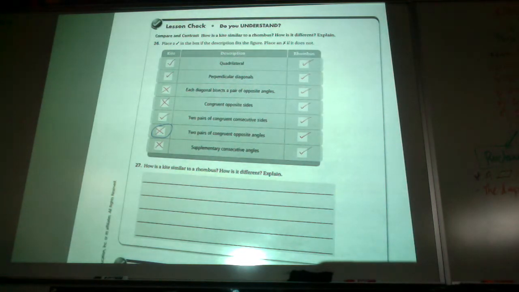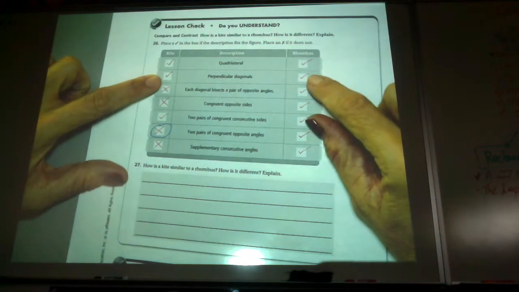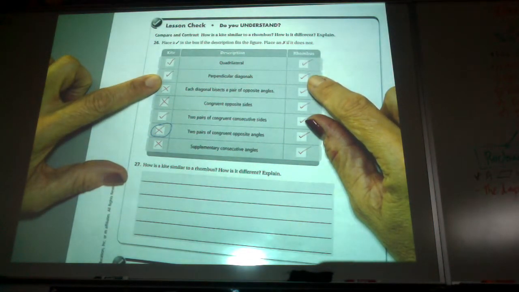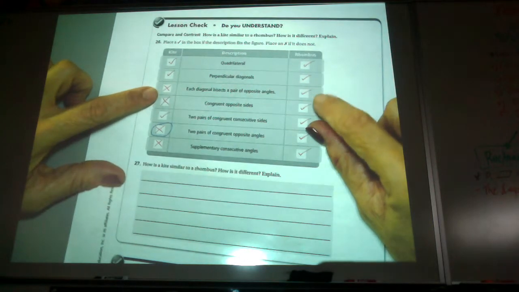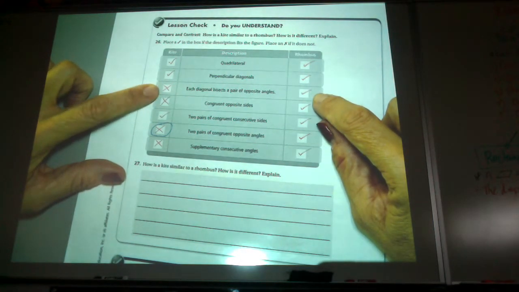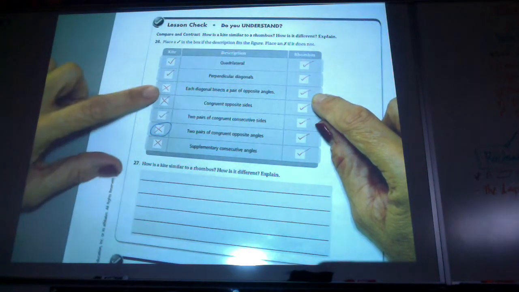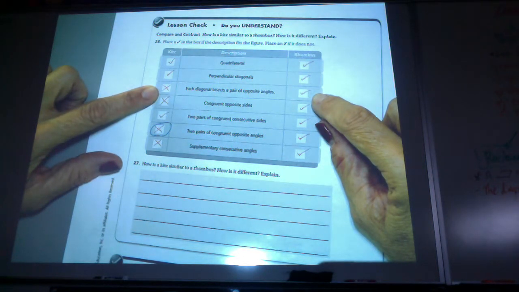So perpendicular diagonals, we already talked about the fact that that is a characteristic of the kite, which is also similar to the characteristic of the rhombus. So those are both yes. The diagonal bisects a pair of opposite angles. That is a characteristic of the rhombus. In a kite, so I guess you could argue this one. In a kite, it does bisect a pair of opposite angles, but it depends on which one. It doesn't bisect all the opposite angles. So I guess it depends on how you read that one.